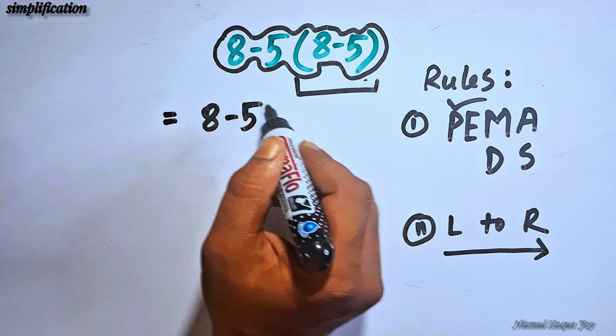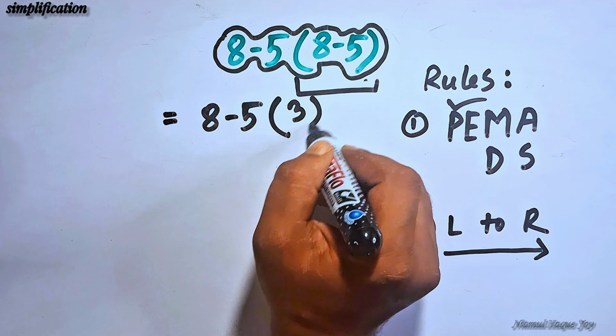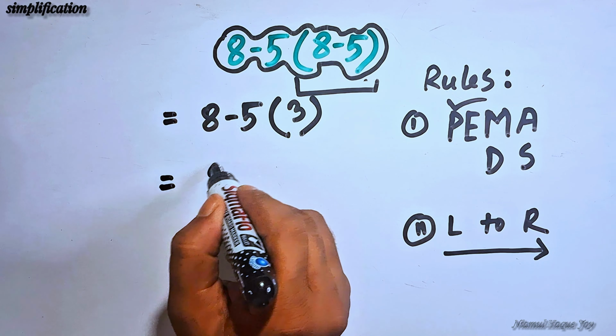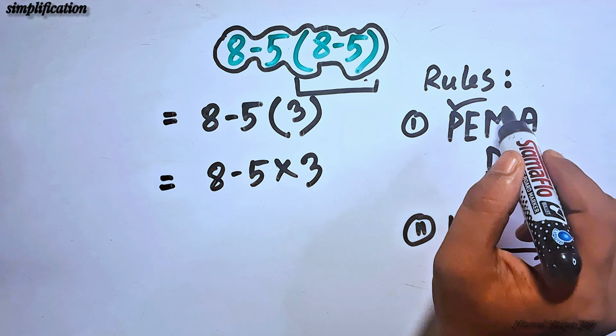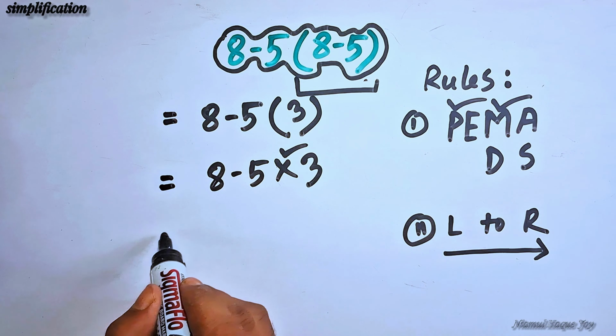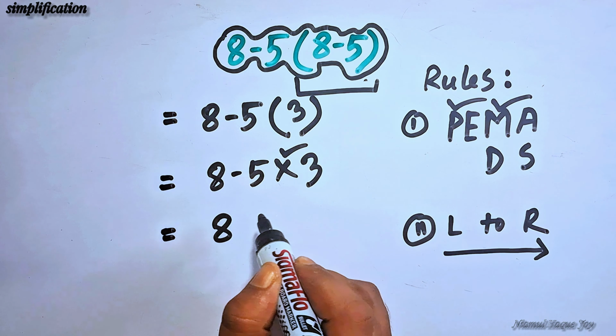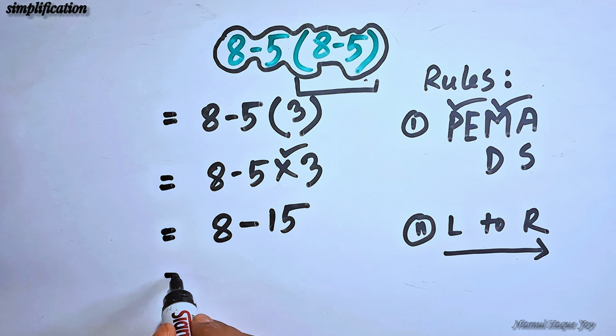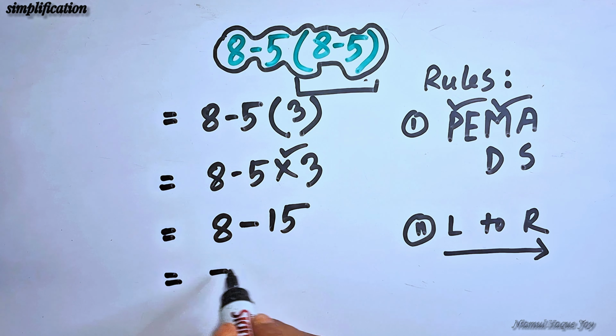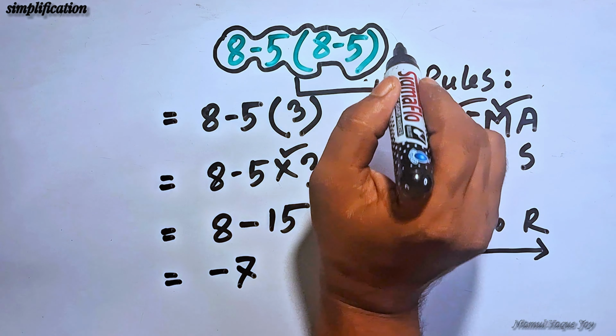In this equation, we'll do the parenthesis first. So 8 minus 5 is equal to 3. If we eliminate the parenthesis, we can write 5 into 3. Then multiplication. 8 minus 5 into 3 is equal to 15. 8 minus 15 is equal to minus 7. It is the answer.